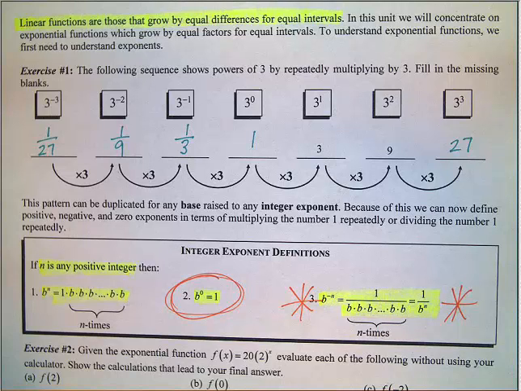Any base, and remember that base has to be greater than 0 and cannot equal 1, raised to the power of 0 is 1. And b to some negative exponent is 1 over b that many times. So when your exponent is positive, you're just multiplying 1 by b that many times, as your exponent says. If it's negative, it's 1 over that process.